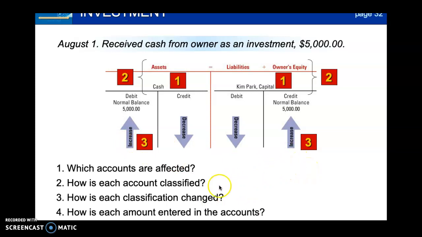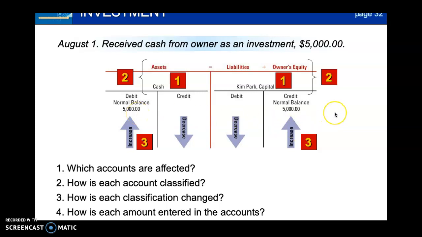Then how is each amount entered in the accounts? Here's where we start talking about debits and credits. How do you increase cash? Well, all assets are increased with a debit because assets are on the left-hand side of the accounting equation, so you increase assets with a debit. And we know that debits are on the left-hand side, credits are on the right. So you're going to put $5,000 as a debit for cash.